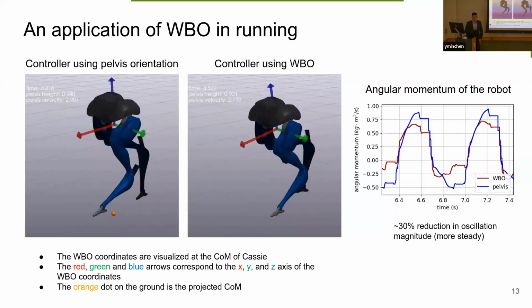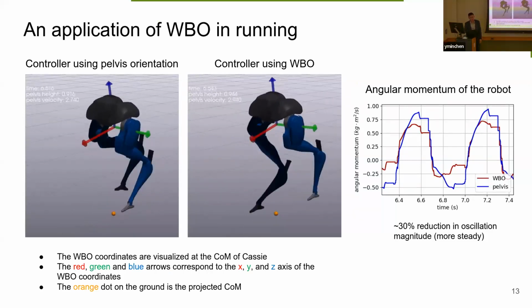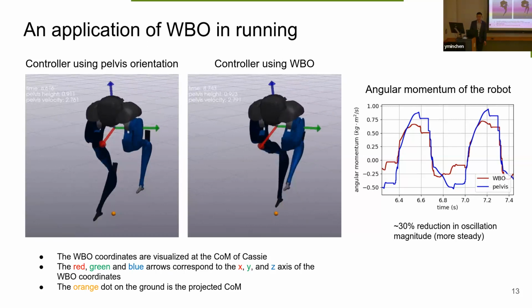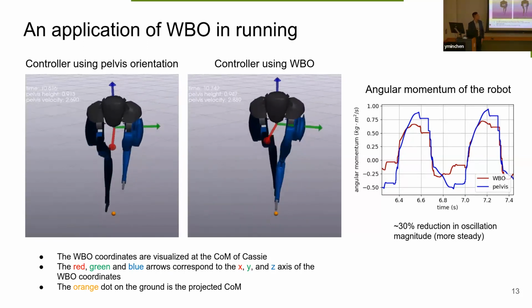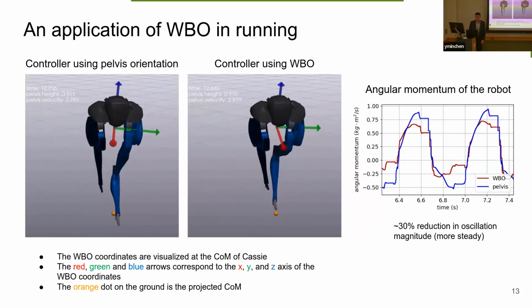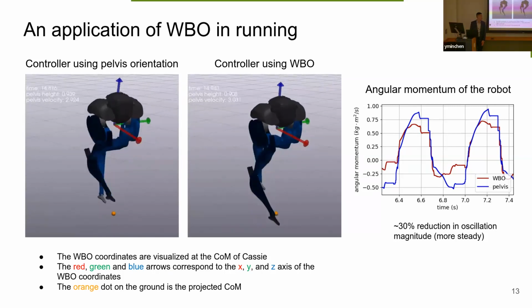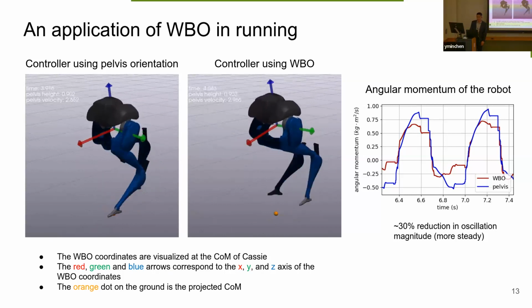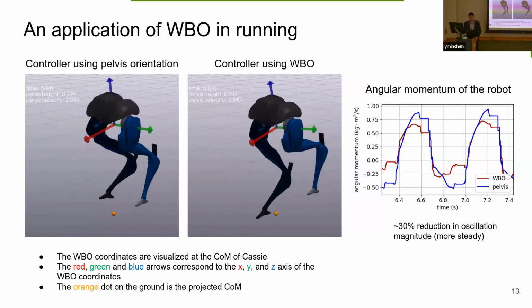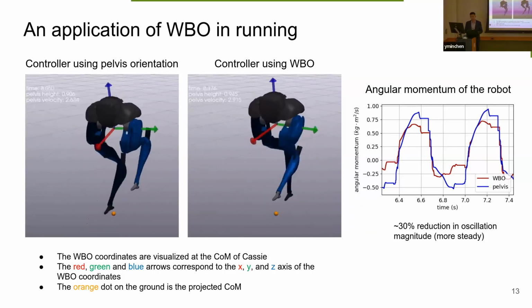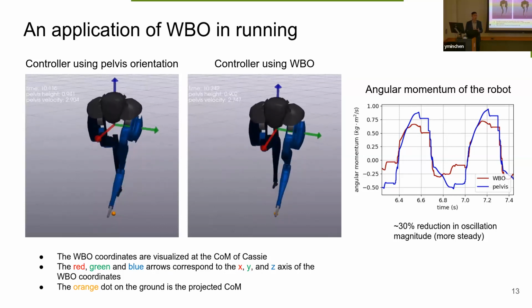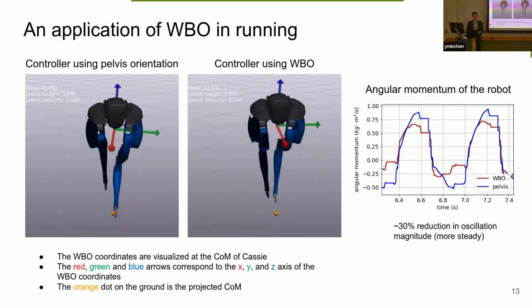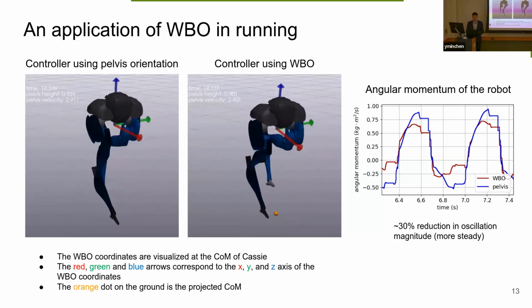On the left, the video on the left is the controller that uses the pelvis orientation. On the right is the one using the WBO frame. So visually, the difference is not that big, but if we plot the angular momentum of the robot, we can see there is actually about a 30% reduction in the magnitude of the oscillation.